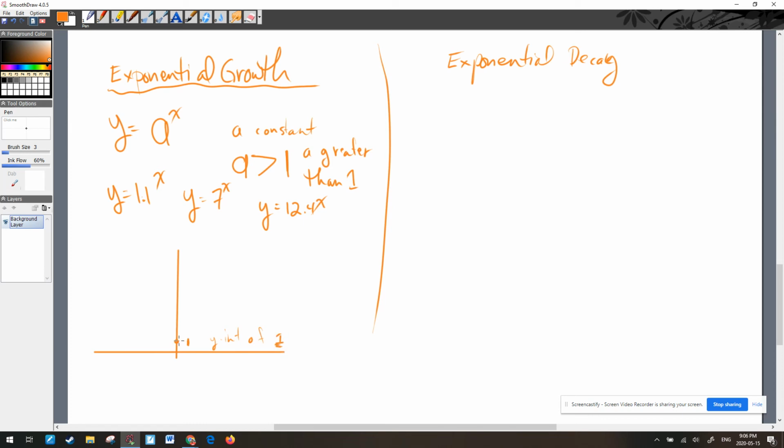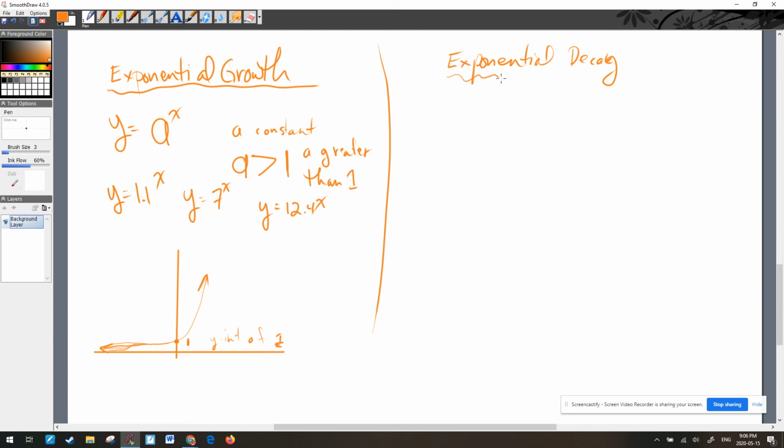And they are going to get bigger, right? So they're always going to look like this. Not with that hump there, but you get the idea. This is what all exponential growth equations are going to look like. All of them. 1.1, 12.4, 72. In the grand scheme, they get close to the x-axis the further out this direction we go, and they book off to infinity really quickly on the right-hand side.